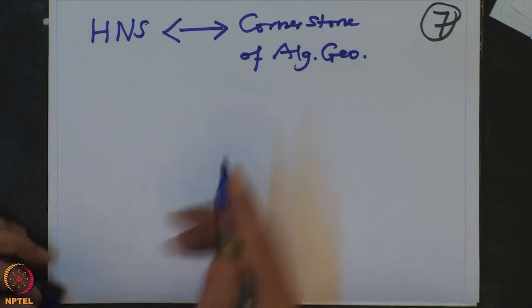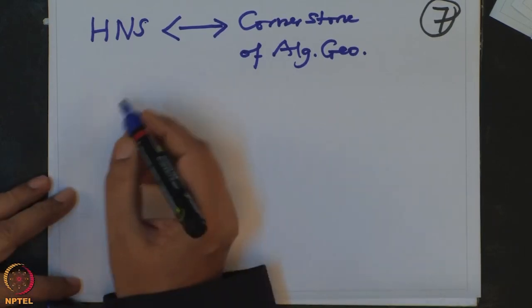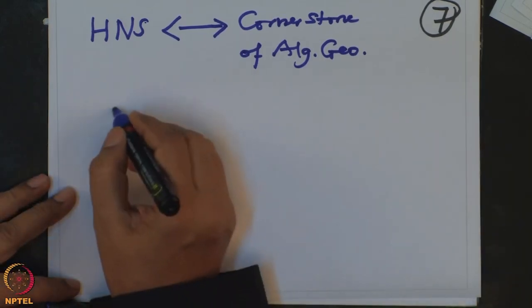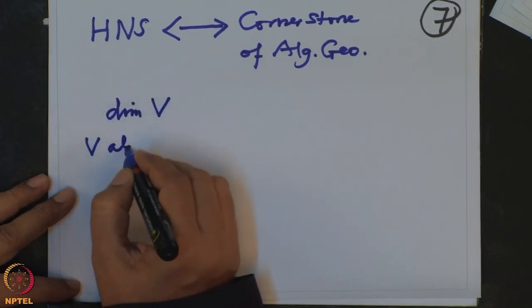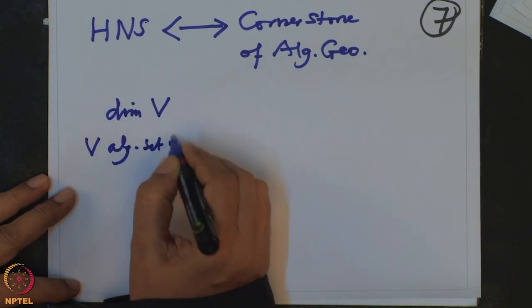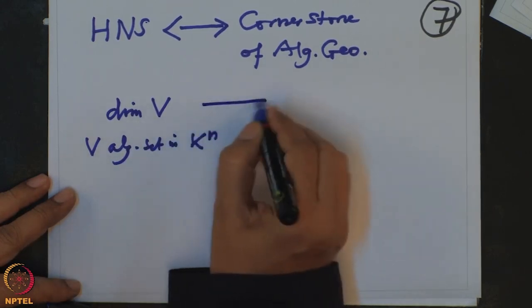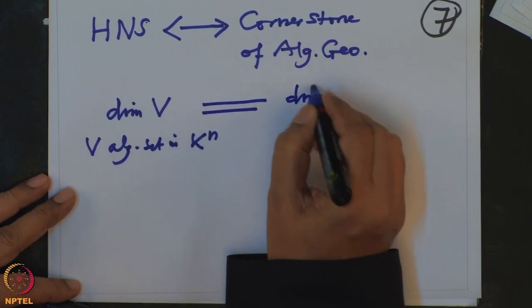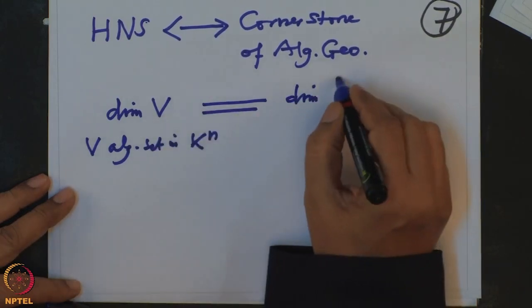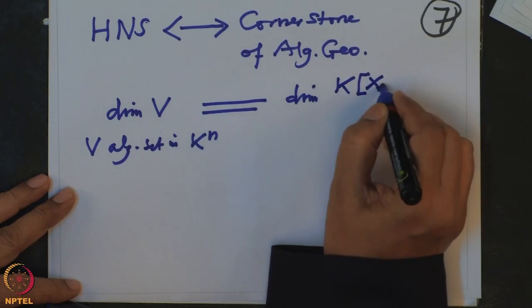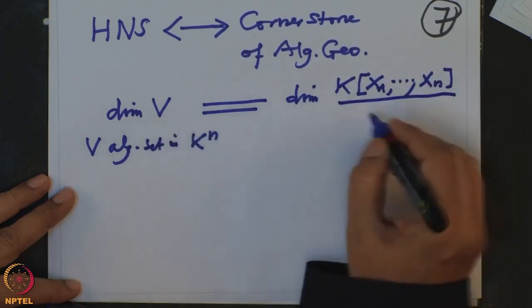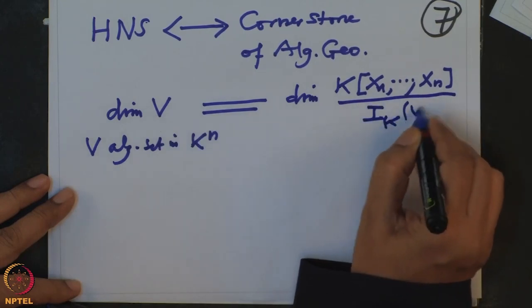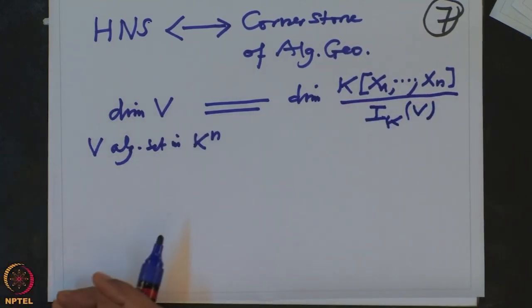Alright, so the dimension of a variety, the dimension of an algebraic set V in k^n, is nothing but the dimension of the coordinate ring of V. That is, you take k[x1 to xn] and go modulo the ideal of V, Ik of V. That is the definition.